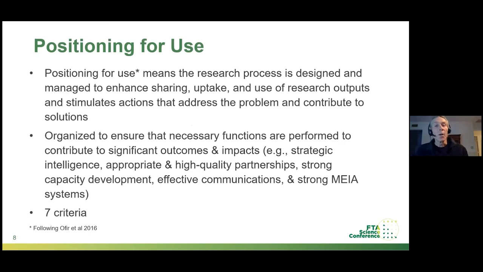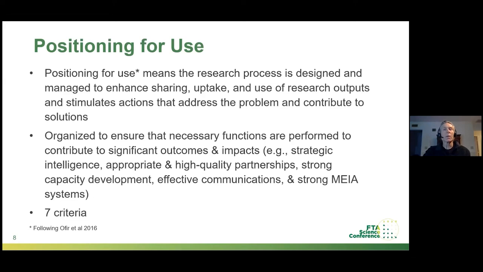And finally, we have renamed the fourth principle as positioning for use. We're drawing here on the RQ Plus, which is another research quality assessment framework developed by IDRC. And this reflects the idea that the research itself is designed and managed to enhance sharing, uptake, and use of research outputs and stimulates actions that address the problem and contribute to solutions. In order for the research process to be effective, the research needs to be organized so that all necessary functions are performed at each stage of the research cycle.